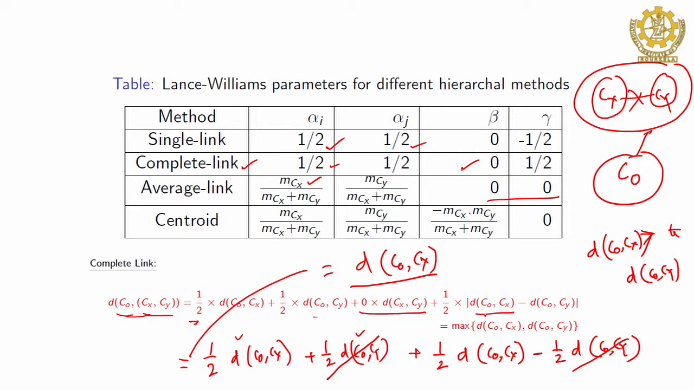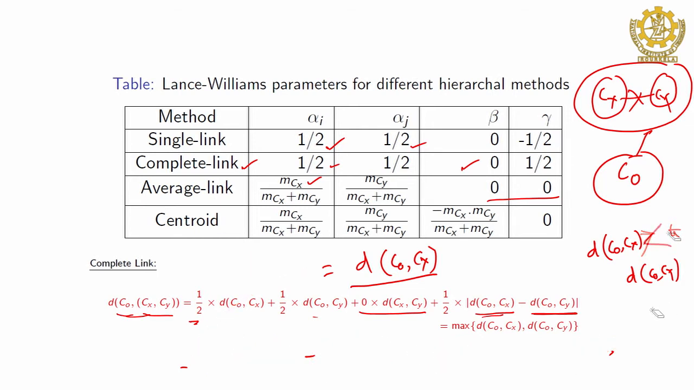Because that is what we consider here. Now, if you consider it the other way around, if the distance of C0 Cy is greater than the distance of C0 Cx, then what will happen here? So, let us say we consider the other way around, the distance C0 Cx is greater than the distance C0 Cy. Then in this equation, what will happen? This is greater than and this is less than. So, then if you subtract, it will be negative, right.